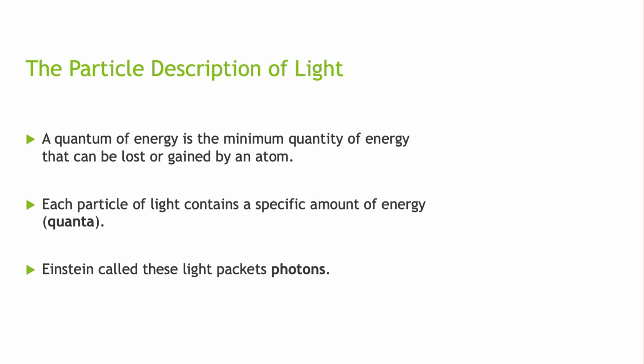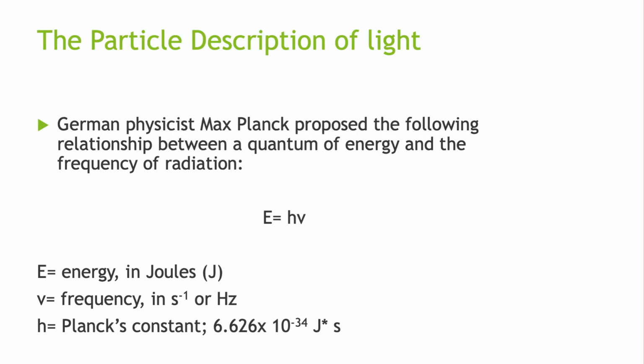The particle description of light. A quantum of energy is the minimum quantity of energy that can be lost or gained by an atom. Each particle of light contains a specific amount of energy called a quanta, and Einstein called these light packets photons. So this brings us to our next equation.